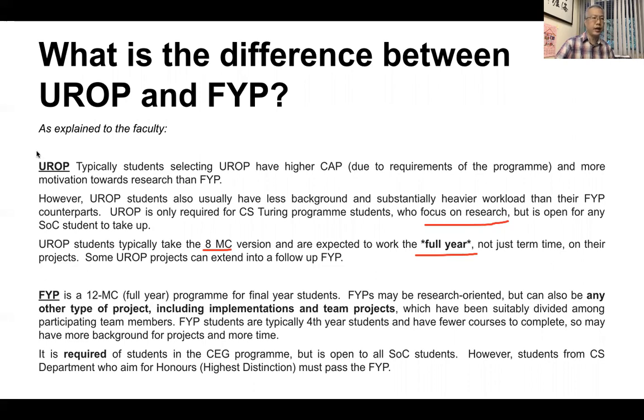So FYP is the other program, right? The FYP program is basically a program that includes engineering as well as research, okay? So for UROP, because it has the R, it's a research program. It means that you have to do something research related, okay? And it's obviously a higher MC module, but you don't have to take it for the full year. It is just for the semesters.